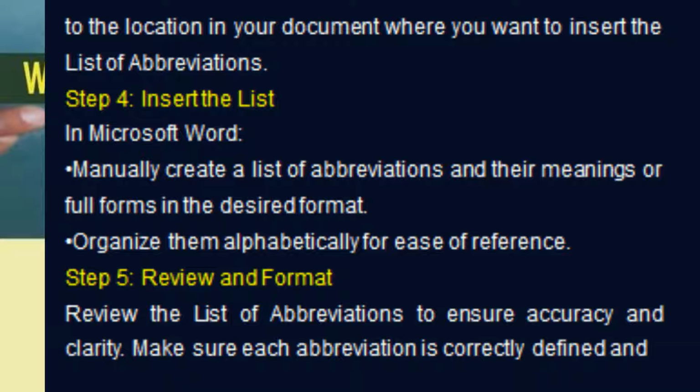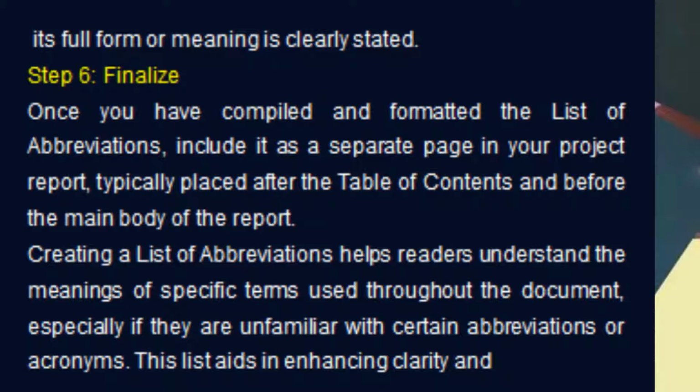Step 5. Review and format. Review the list of abbreviations to ensure accuracy and clarity. Make sure each abbreviation is correctly defined and its full form or meaning is clearly stated. Step 6. Finalize. Once you have compiled and formatted the list of abbreviations, include it as a separate page in your project report, typically placed after the table of contents and before the main body of the report.